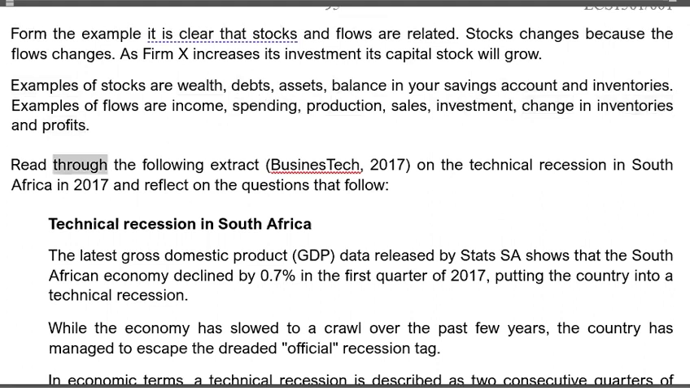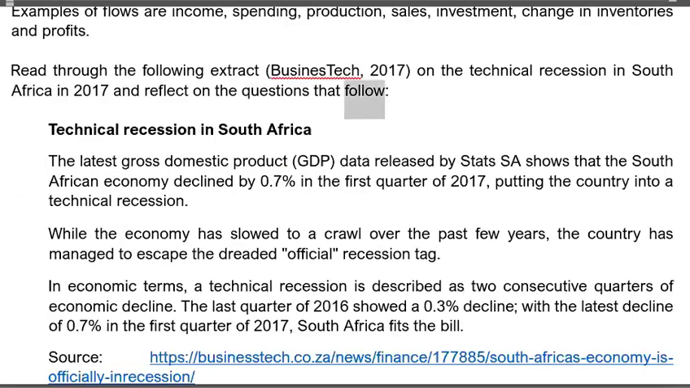Read through the following extract, Business Tech, 2017, on the technical recession in South Africa in 2017 and reflect on the questions that follow. Technical recession in South Africa. The latest gross domestic product, GDP, data released by Stats SA shows that the South African economy declined by 0.7% in the first quarter of 2017, putting the country into a technical recession. While the economy has slowed to a crawl over the past few years, the country has managed to escape the dreaded official recession tag.